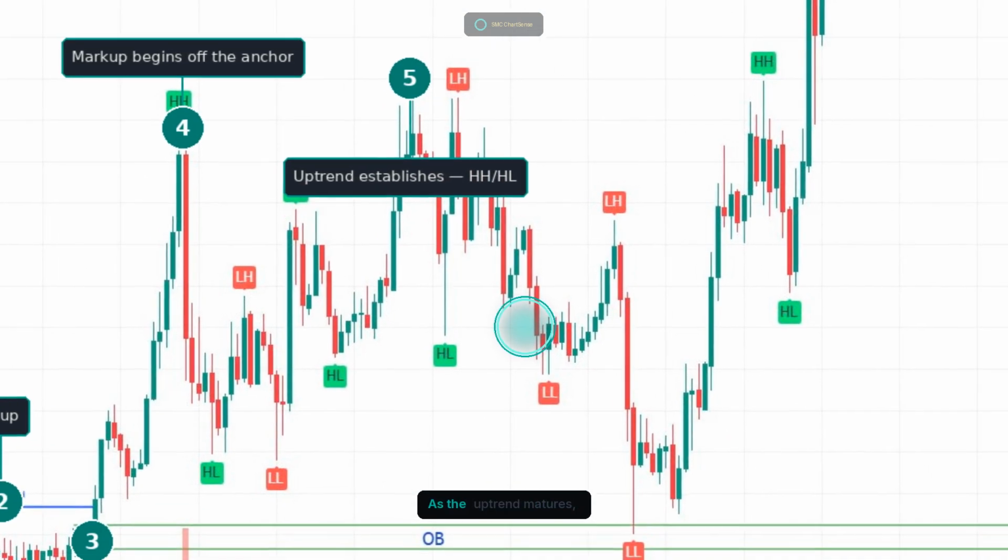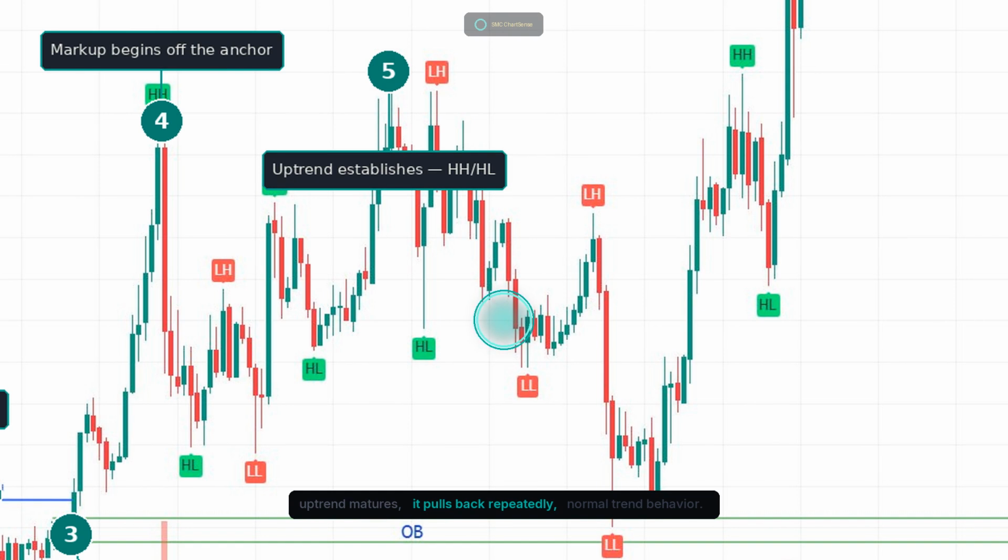As the uptrend matures, it pulls back repeatedly, normal trend behavior. The key observation, these pullbacks hold above the anchor. Price dips, finds support, resumes higher, each time staying above the origin. The trend breathes, but its foundation is never threatened. The anchor works passively here, as long as pullbacks hold above it. The higher-low structure confirms the trend, and the zone only becomes the focus if a pullback runs deep enough to test it.